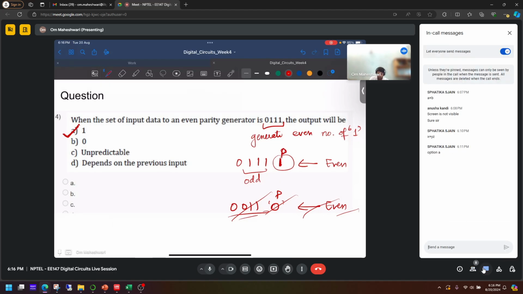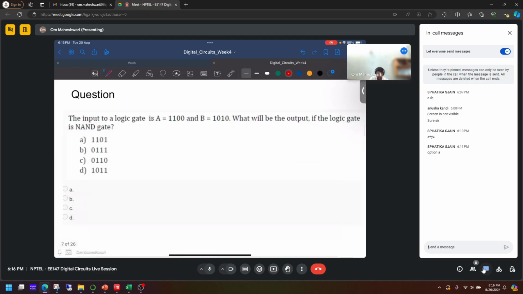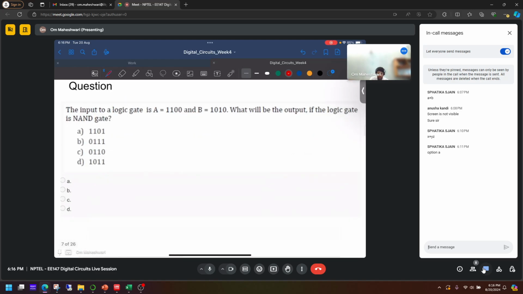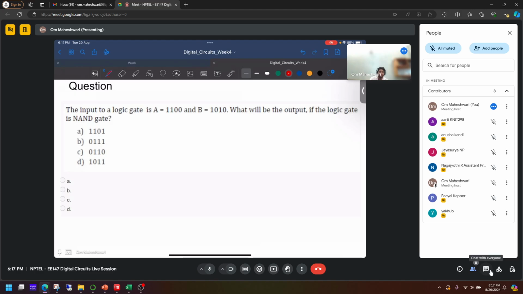Okay. So the next question is: the input to a logic gate A is 1100 and B is 1010. What would be the output if the logic gate is NAND gate? Please try this out once.